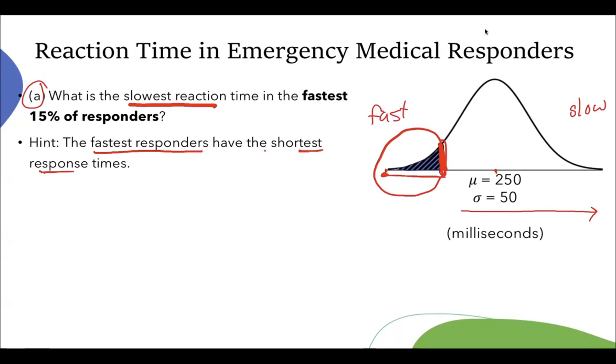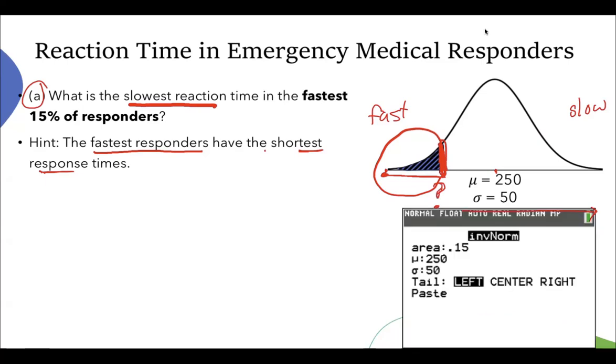So inverse norm helps us find the number on the horizontal axis, the unknown reaction time. We'll put in 0.15 and make sure it's left, because we're talking about the left side of the curve. 250 and 50 are your mean and standard deviation. It should be less than 250, and it is 198.18 milliseconds.